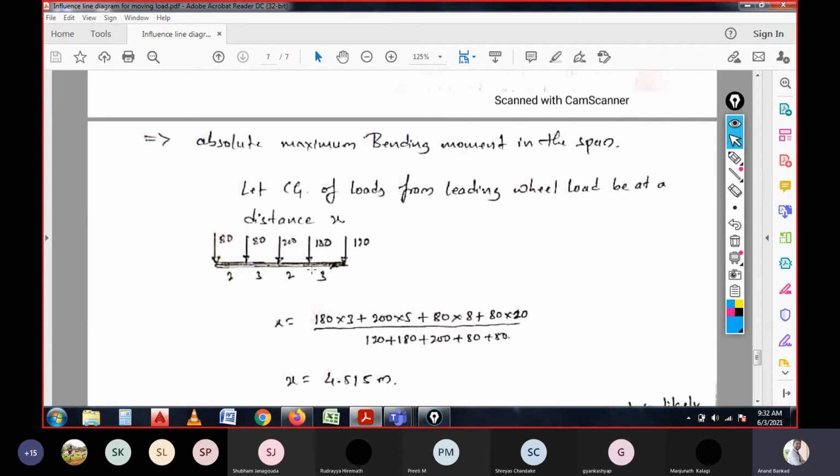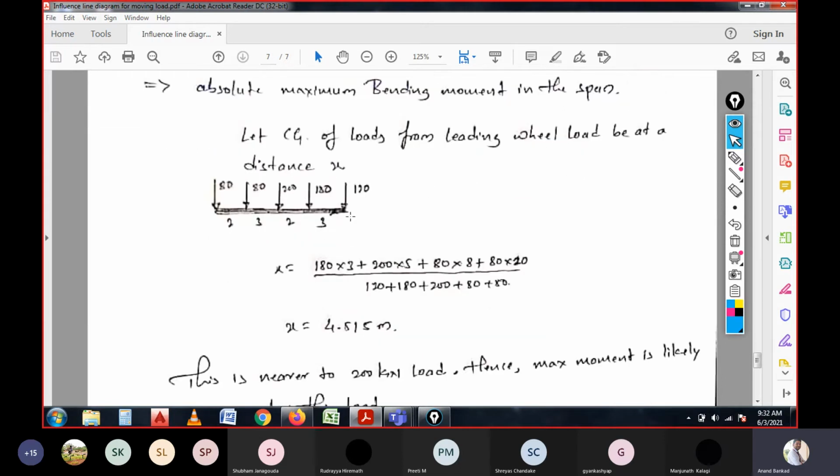In that case, we need to have the CG from the end, and later we need particular distance values, which are eccentric from the actual load. What we have done in the previous column is taking the moment about the leading load. The same thing is considered: 180 into 3, 200 into 2 plus 3 is 5, and 80 into 5 plus 3 is 8, and the last 80 into 10, and I'm dividing by all the loads, 120, 180, 200 plus 80 plus 180, which is the sum of all loads.